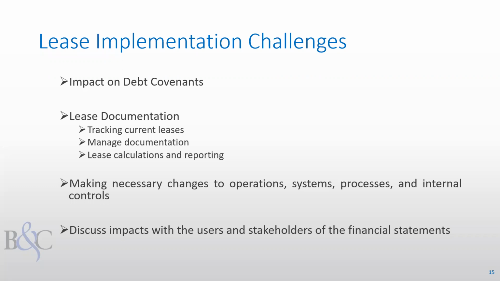Third, making necessary changes to operation systems, processes, and internal controls, depending on the leases that you have. Some of this may be applicable. And then finally, discuss the impacts with the users and stakeholders of the financial statements. Give them plenty of notice before year end. Maybe implement the standard now so that the quarterly reporting is going to be consistent with the year-end audit. Just things to consider and think about. Make sure you know those effects well ahead of time.